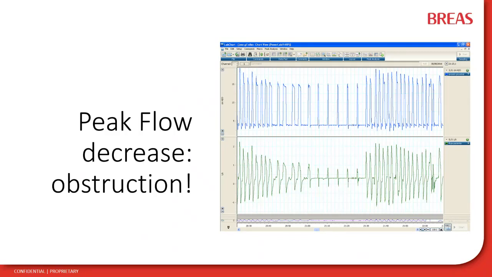And the paradigm of lower peak flow is when there is an obstruction. This is the main cause of a peak flow decrease. There's an obstruction. Look, the main changes are found in the flow waveform, and the decrease in the peak flow is also a sign of airway obstruction.